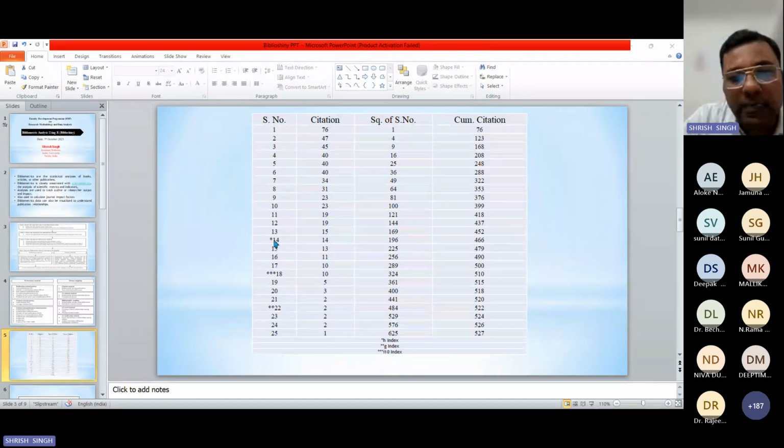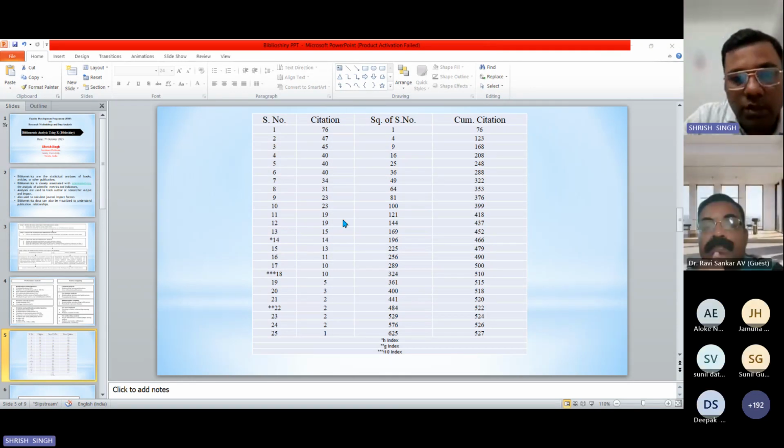This 14 serial number is having the citation 14. Then serial number 15, meaning the 15th paper, is having the citation 30. So here the serial number is more than the number of citations, so we will not include this in the H index. So our H index will be 14. I hope this is clear.